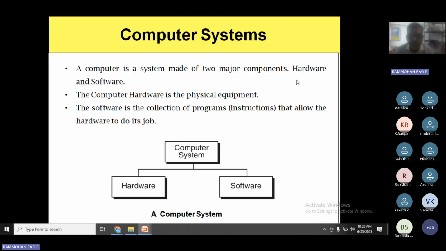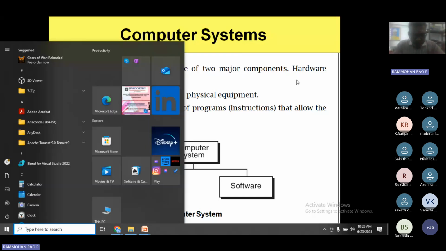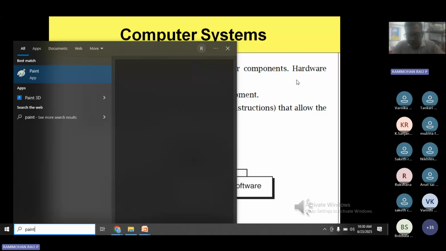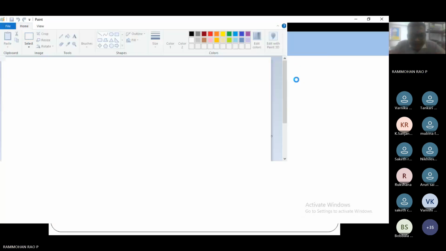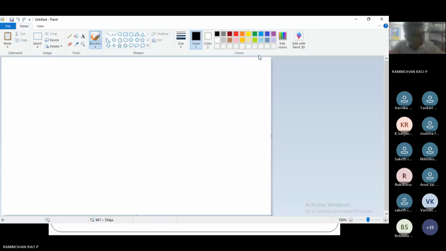A computer contains two things: hardware and software. Now, before we actually move on to this slide and continue, let me explain a few things.